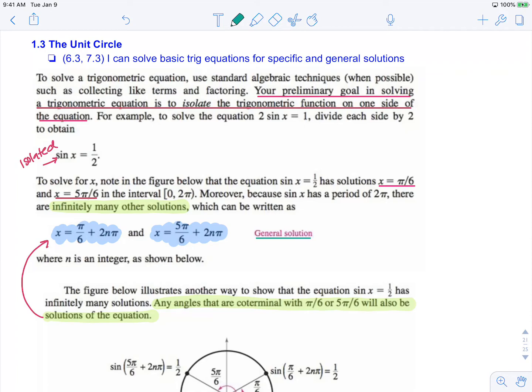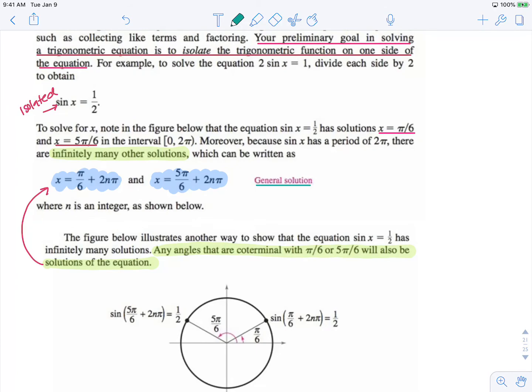solution. So think about when we want our general solution, visually, it's any angle that is coterminal with this angle, or any angle that is coterminal with that angle will have the same trig value. So that's why we add 2 pi in, or 2n pi, to each answer. Now keep in mind, not all answers work exactly this way, and we'll see that in our very first example.